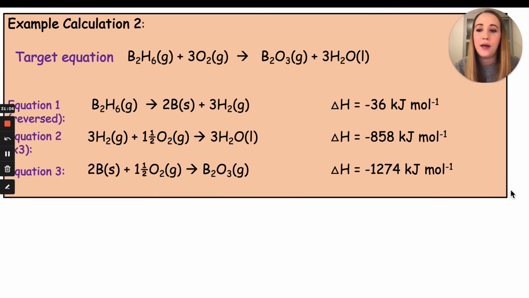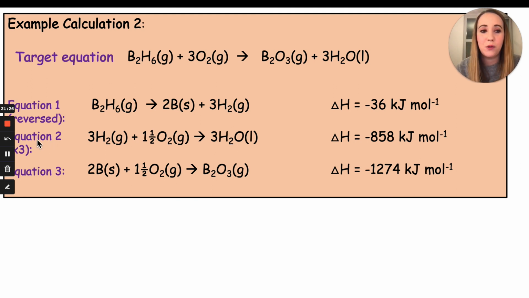Okay, so I've just made these changes to the equations as we discussed on the previous slide. So equation 1 has been reversed, which now puts B2H6 in the correct place. And we've reversed the sign of the delta H, so making that negative.